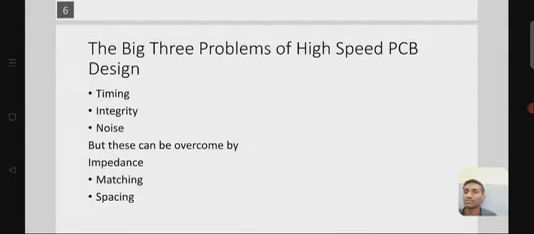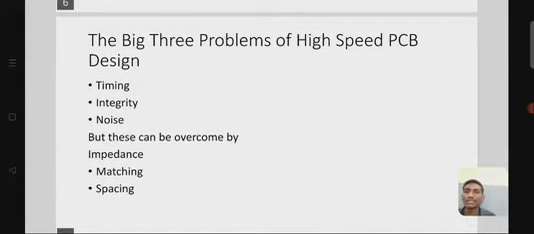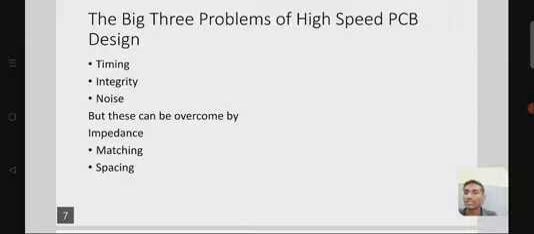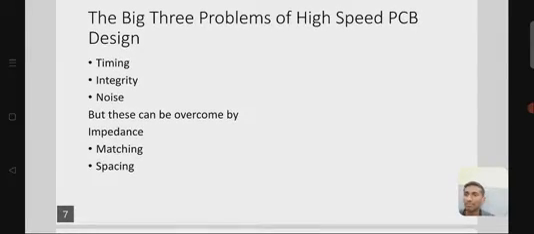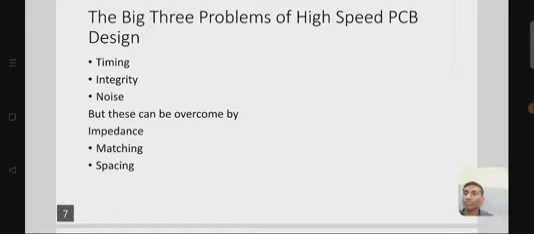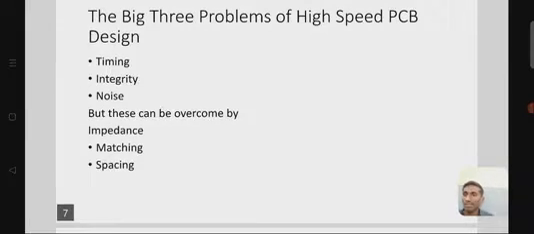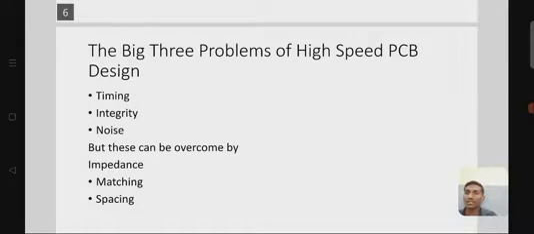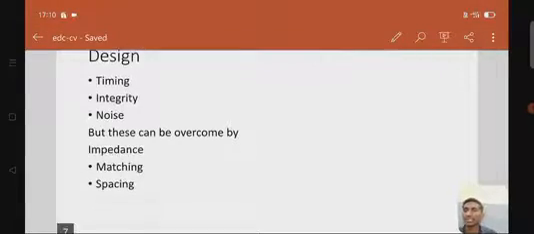There are three big problems in designing a high speed PCB: timing, integrity, and noise. These can be overcome using impedance matching and spacing. Timing, integrity, and noise are reduced or totally eliminated by using impedance matching and spacing. These are the main problems to consider when designing a high speed PCB.